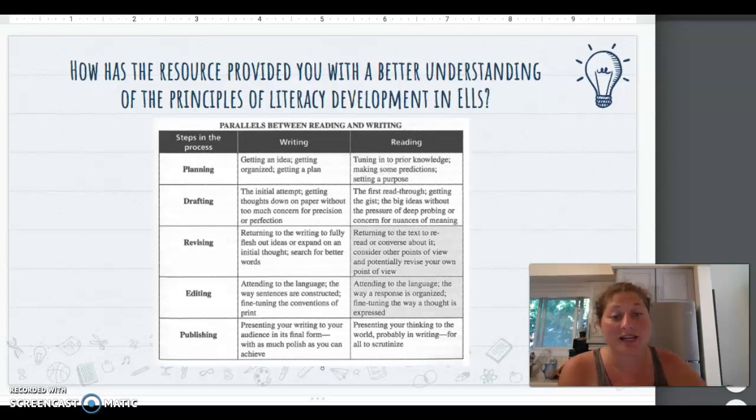So these 2 shaded boxes, returning to the text and revising, are about talking about it, thinking about it, sharing points of view, collaborating, and then thinking about the way that you're going to say what your ideas are and the way that you're going to organize what you're saying. That is a step that we work hard on in writing, but in reading, it's important too, to think about everything that's happening.